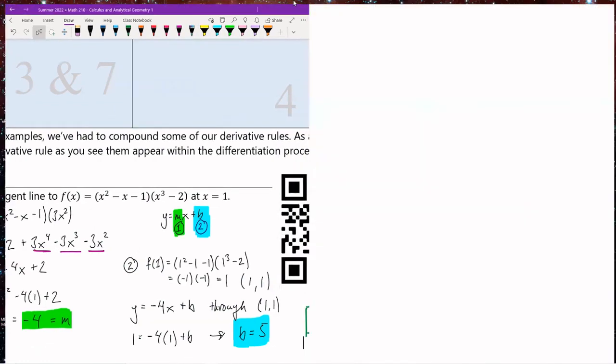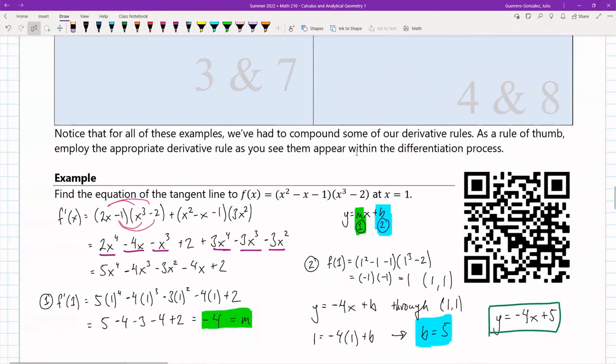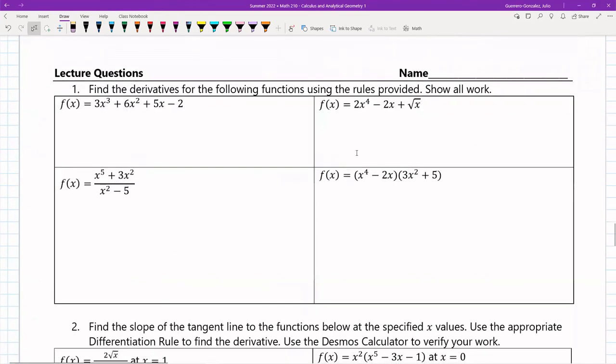And I believe that is it for this section, because I think it's lecture questions after that. Yay. Okay.